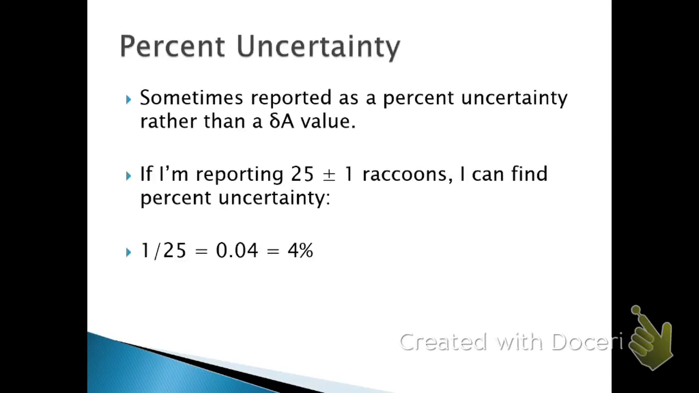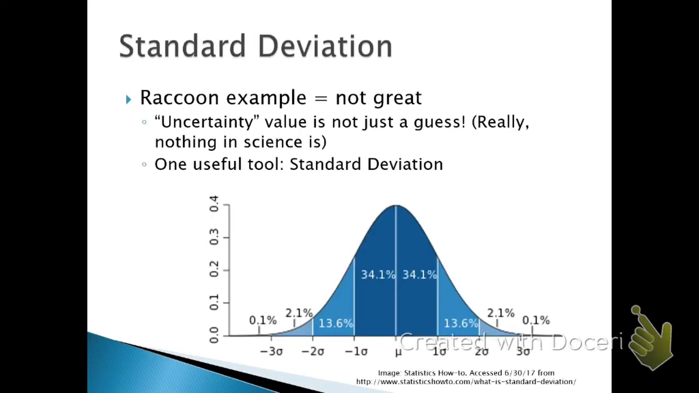Sometimes you'll see it as a percent uncertainty. On scientific papers, it's this value with X percent uncertainty. I'm not really going to have you all do that all that much. But just so you know where that comes from, that's that. Now, this wasn't really a good example, just because uncertainty values are not guesswork.